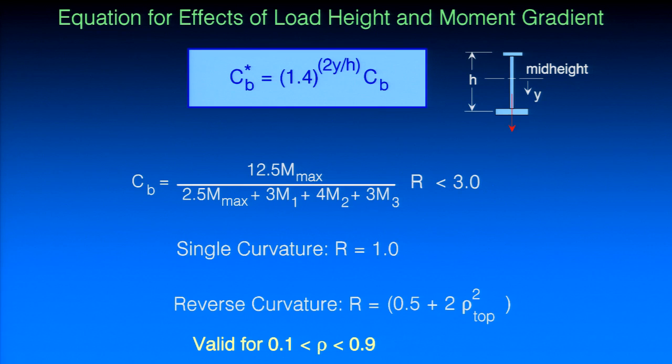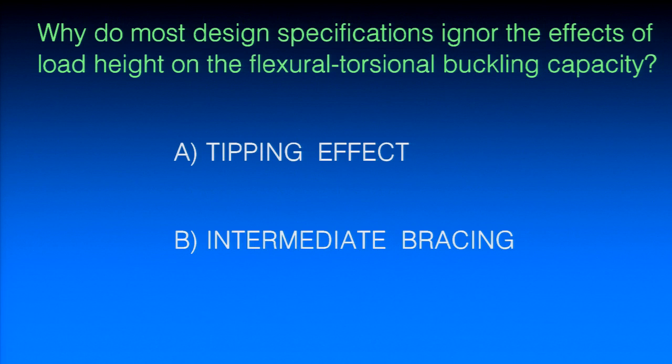For reverse curvature, we end up putting this modifier on it, and it actually works okay. Now, I've talked a lot about load position, and load position's real. As I say, if you get in on an FEA analysis and you start looking at applying your load at the top flange or the bottom flange, you're going to find the C sub B factors that you would get out of the specification can be very unconservative or conservative.